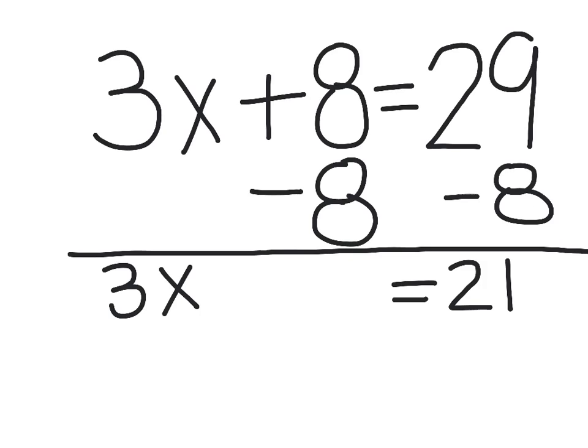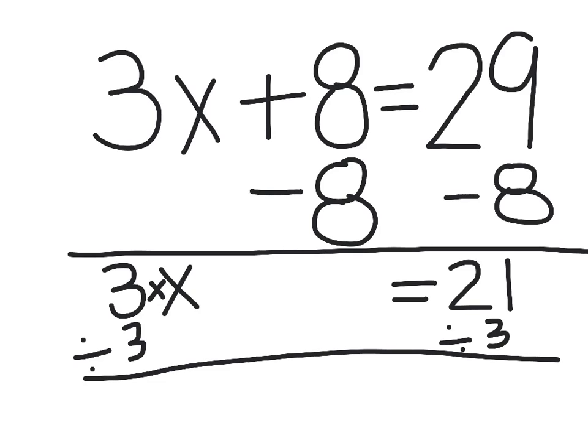When I have a number written right next to a letter like this, a variable, that's the same thing as saying 3 times x. So just like before up here when I did opposites, the opposite of plus is minus, I'll do the opposite here too. I have a multiply, opposite of multiplying is dividing. So if I have times 3, I will divide by 3. And what I do on one side of the equal sign, I have to do on the other side as well. So now I can divide.